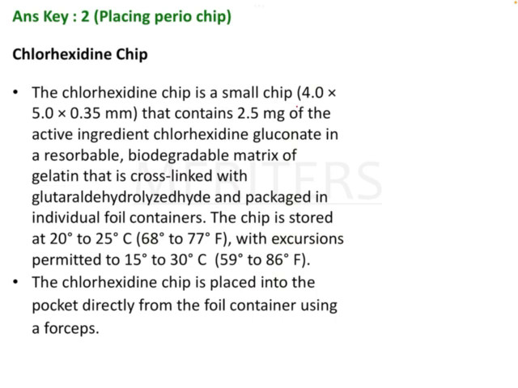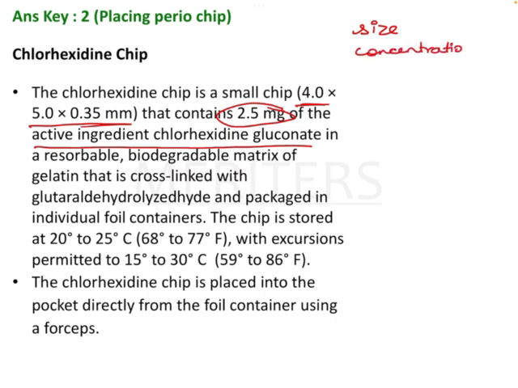The size of a periochip is 4 by 5 by 0.35 millimeters. It contains 2.5 milligrams of active chlorhexidine gluconate. Now, the reason that we are highlighting this point is because the size, the concentration, the content are themselves important as questions. Periochip is repeatedly asked in exams, so we need to know these specifically.